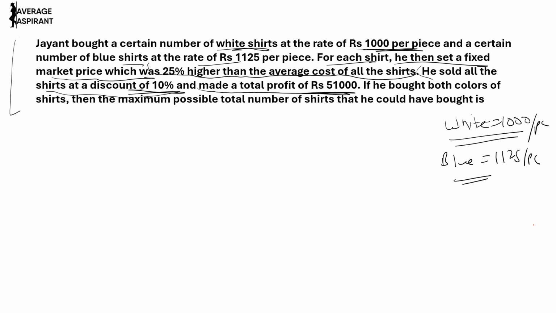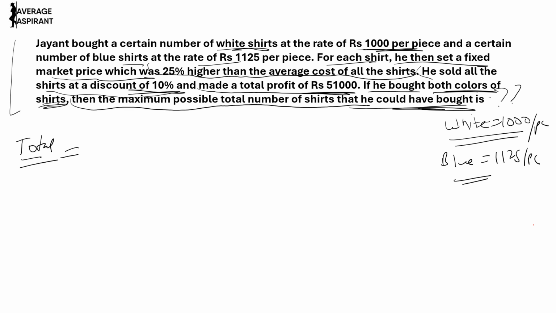If he had bought both colors of shirts, the maximum possible total number of shirts that he could have bought is what? This is a TITA question. We need to find out the answer. So, what is the total cost at which Giant bought the shirts?